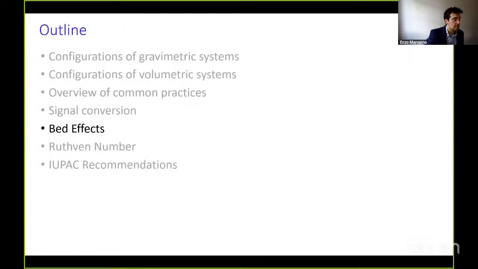Bed effects. That's a complication that you can have in a volumetric and gravimetric system. The best way I find to explain how bed effects can be understood is by going very quickly through the understanding of macropore diffusion, because, as you will see, from the gas point of view it is not different from a macropore controlled system.